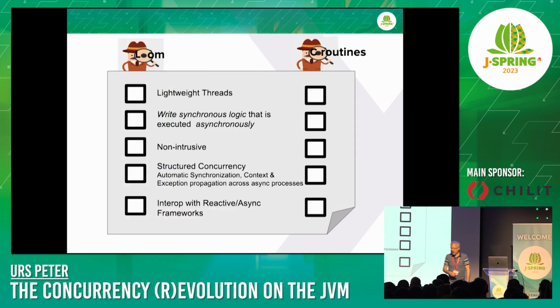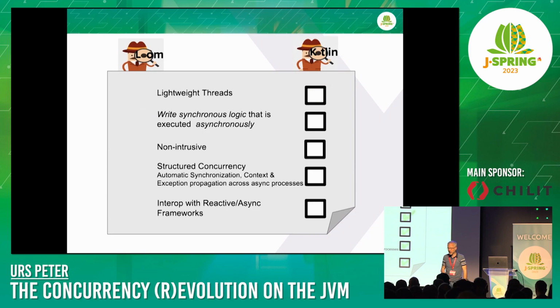OK, so let's see. If we compare Loom to coroutines, we see more or less this. This we see in coroutines. It is intrusive to a certain degree. Writing synchronous logic is even better with Loom, because we don't have to care about anything. It's always non-blocking no matter what. And the structured concurrency and interop is better with coroutines. So it's a bit of a mixed image of the information I presented you today.